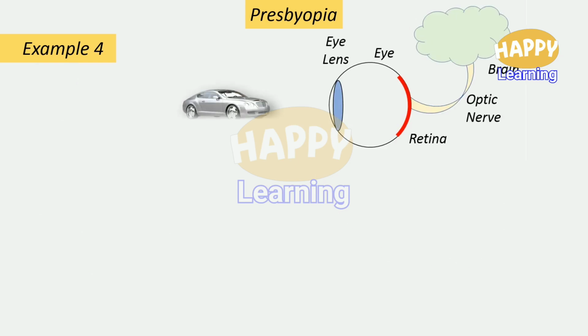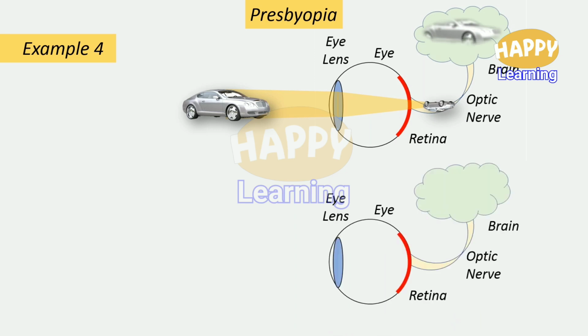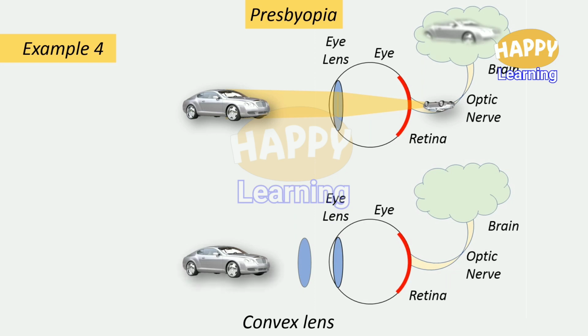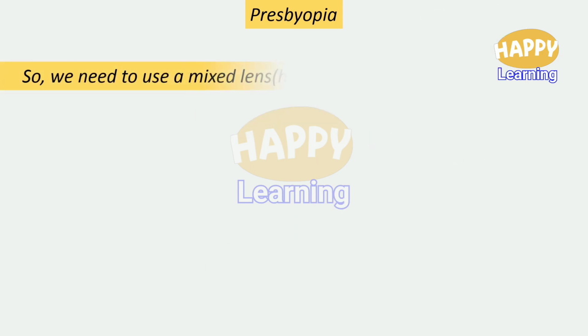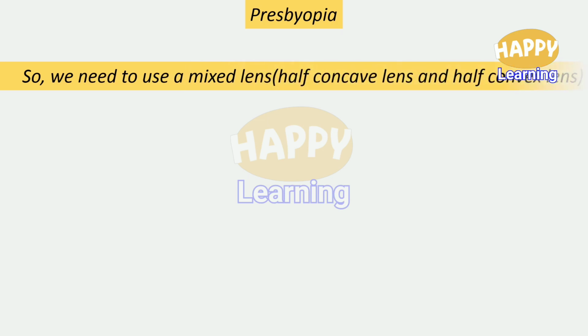Example 4. The rays coming from an object close to the eye are converged to a point behind the retina. The picture is blurred. Whereas if a convex lens is introduced in front of the eye, the rays coming from the same object are first converged by the external convex lens and then converged by the eye lens. Finally, the image is formed on the retina and the picture read by the brain is clear. So, we need to use a mixed lens, half concave lens and half convex lens, to correct presbyopia.